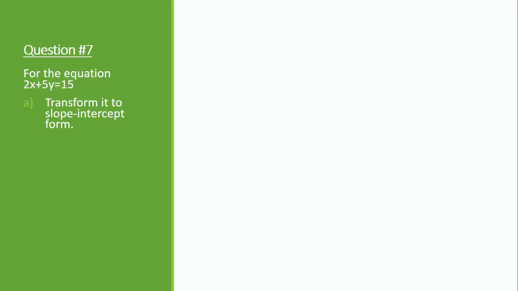Question number 7. It says for the equation 2x plus 5y is equal to 15, transform it to slope-intercept form. First of all, remember what the slope-intercept form is. Slope-intercept form is y is equal to mx plus b. We're trying to take whatever actual equation we have and put it in this format. Remember that x and y are our variables, m is our slope, and b is our y-intercept. So when x is 0, that's the value of y. In this form, it's represented by the variable b.